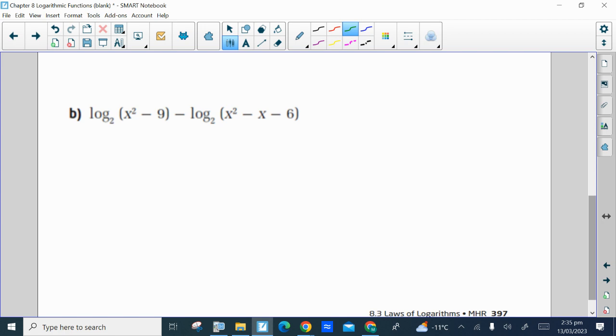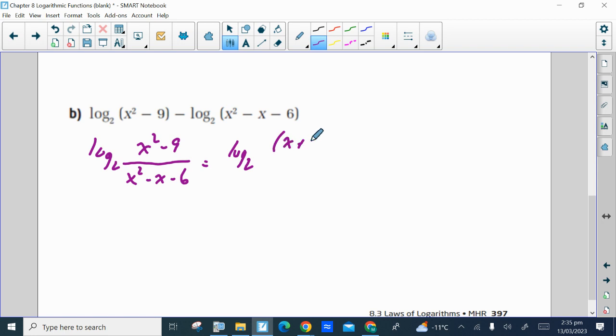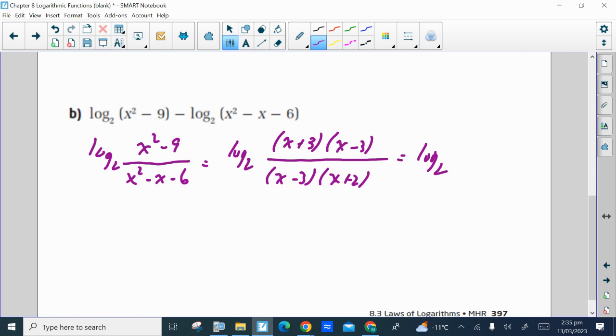Okay, looking at question B, this is again one we will have to factor. But first we'll write as a single log. Again, to simplify, we'll need to factor. The top is difference of squares. The bottom is a trinomial that needs to be factored. So the x minus 3's would cancel, and you'd have log base 2 of x plus 3 over x plus 2.